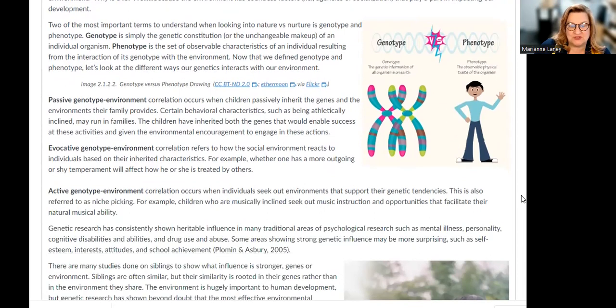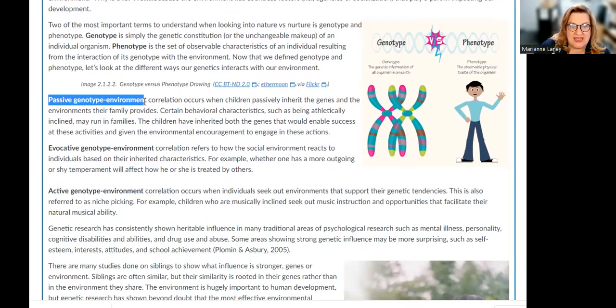And so again, make sure you know anything that's bolded here. The passive genotype environment correlation occurs when children passively inherit the genes that their family provides. Let's say I had a biological child and that kid was really good at singing and art and was great at school. Then I would say, okay, it's correlated to who I am. You might see that in your family, or you might hear, "Oh, you're so much like your dad, you're so much like your mom." That's your passive genotype environment. It's inherited. It's just a correlation.